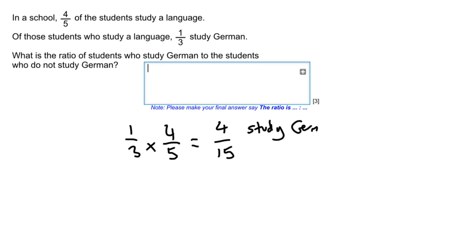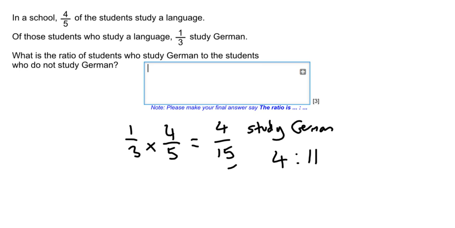So I can say that out of 15 students, 4 study German. Of 15 students, how many don't study German? Well, it's going to be 15 take away 4. So of 15 students, 4 do German and 11 don't, because there's 15 in total. So that at one level is a quick way of working out how to do it. We could also do it with bar models, but let's put that into MathsWatch and see if it likes it.